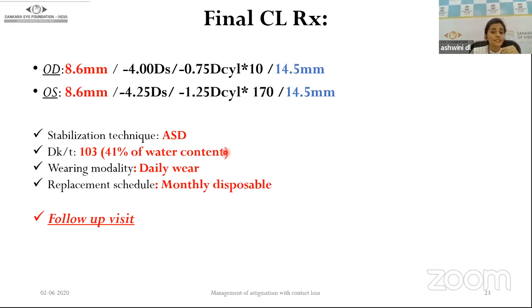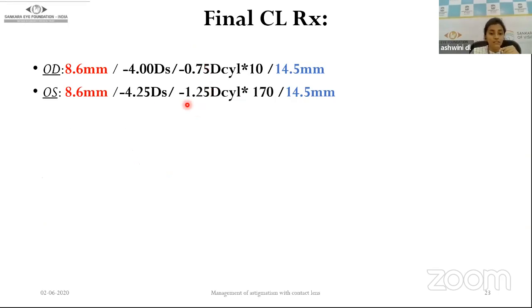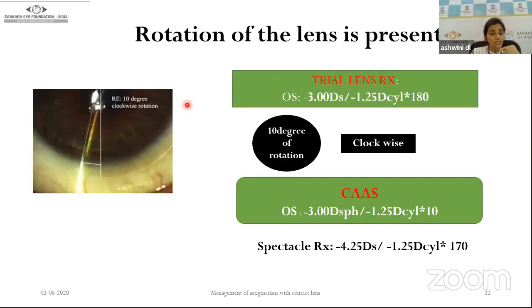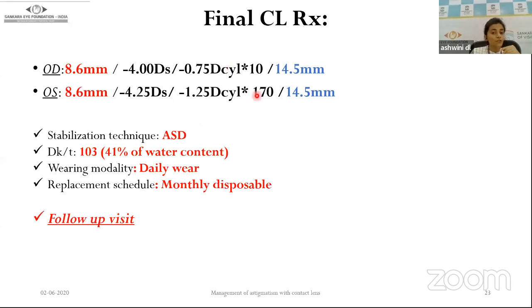Based on the fit assessment, the final contact lens prescription had an 8.6 base curve in both eyes. In the right eye, though the spherical component of the trial lens was different, the amount of cylindrical power was the same in the trial lens, and the axis was similar. So after seeing the fit assessment, we can go ahead with this power of the contact lens.